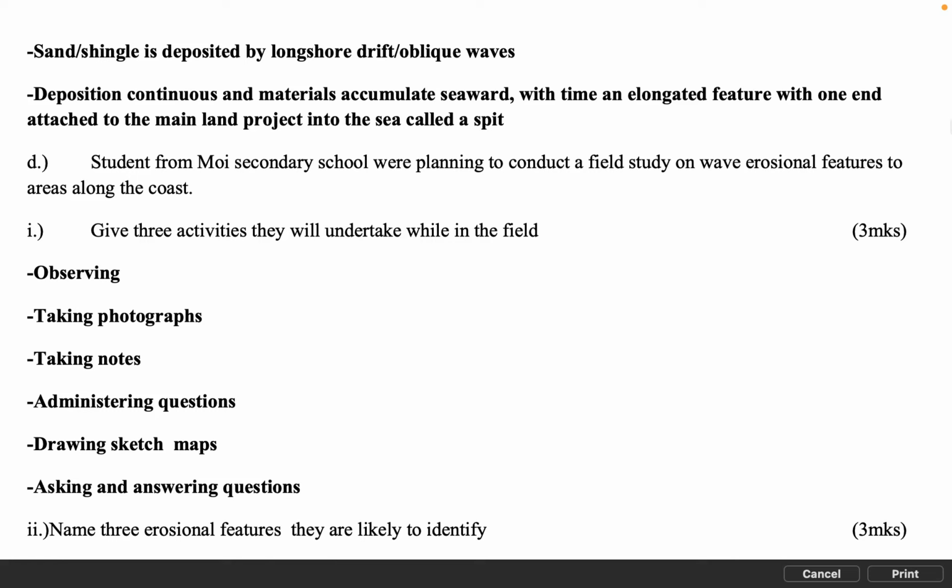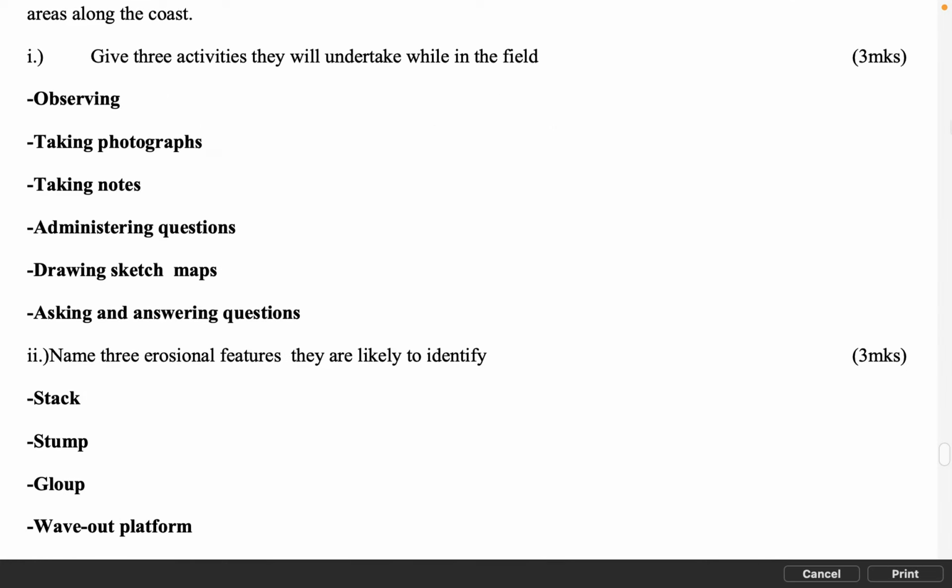D. Students from WA Secondary School were planning to conduct a field study on wave erosional features in areas along the coast. I. Give 3 activities they will undertake while in the field. 3 marks. Observing. Taking photographs. Taking notes. Administering questions. Drawing sketch maps. Asking and answering questions.